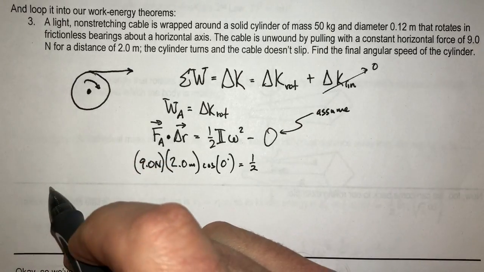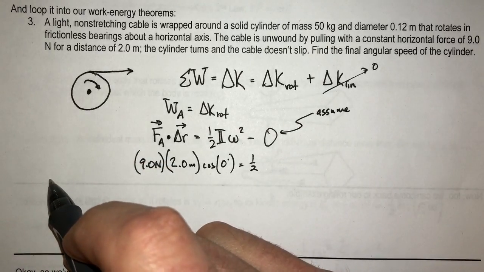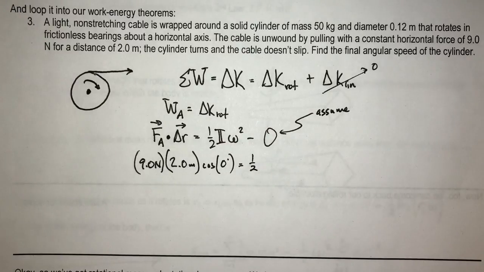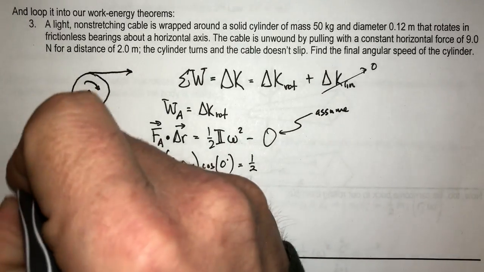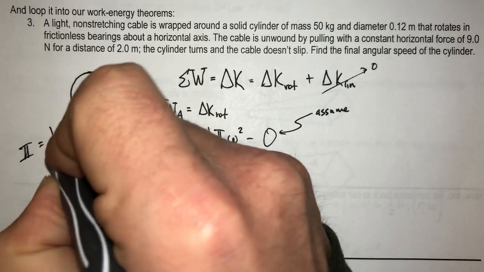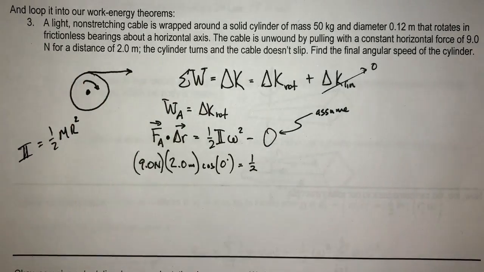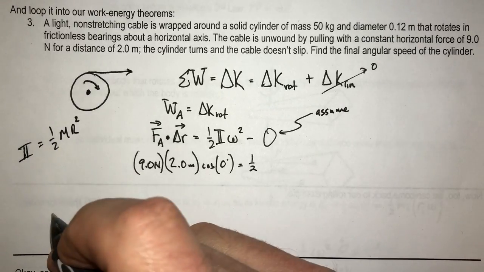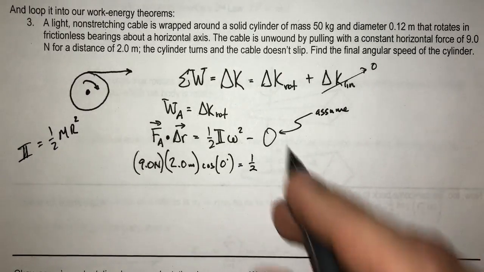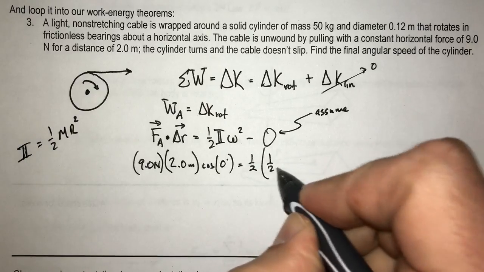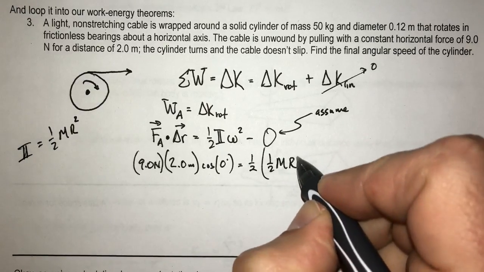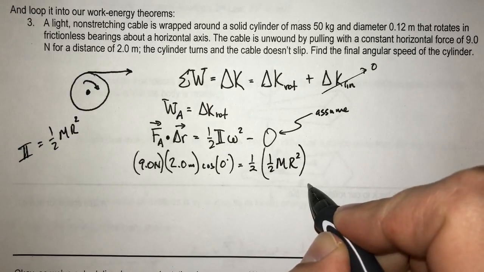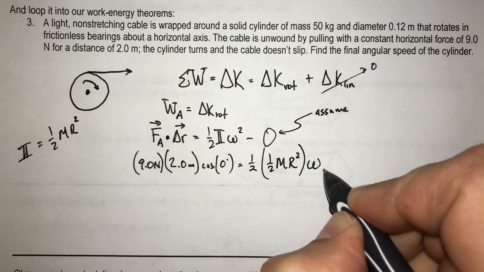So we go look in table 9.2, and we see that the moment of inertia of a solid cylinder about a longitudinal axis is 1/2 m r squared. And again, this is just from table 9.2. We didn't have to calculate that or anything, although we could have. Then, 1/2 I omega squared, and this is omega final.